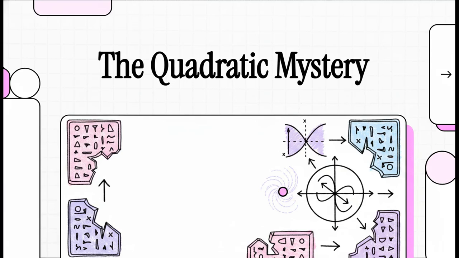Welcome to This Explainer. Today, we're unraveling a literal 4,000-year-old mathematical mystery. We're talking about a recent breakthrough that takes something notoriously difficult, something that billions of us have struggled with, and makes it beautifully, elegantly simple. So let's jump right into it.